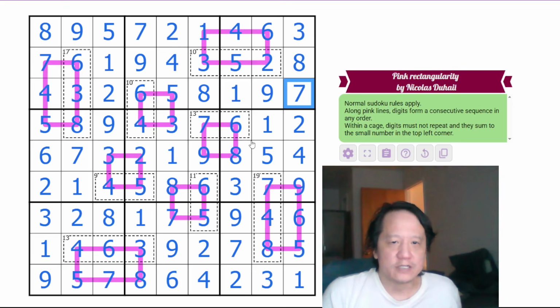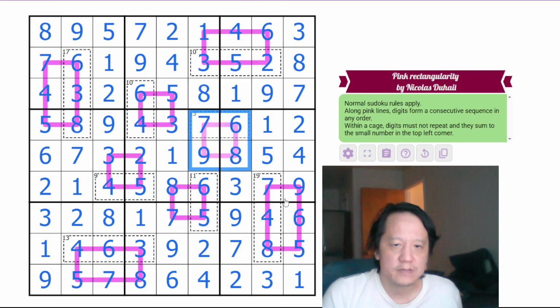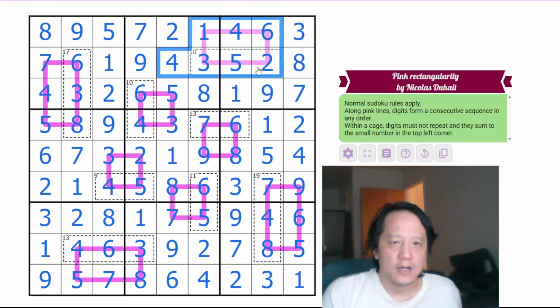Pretty cool, actually. Was kind of curious how this would work out, but it was pretty interesting. Particularly the restrictions with the cages and the rim bands. That was actually very interesting how that worked out.